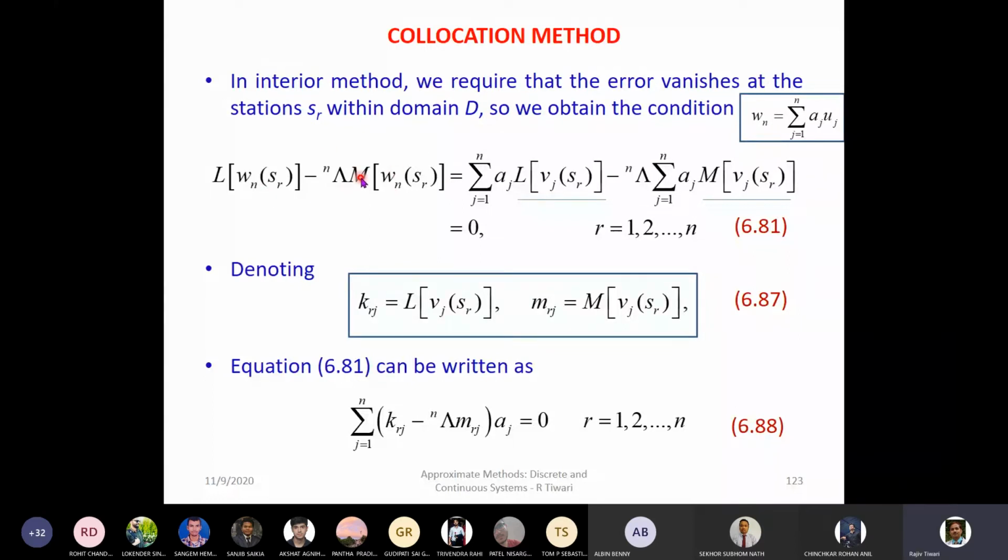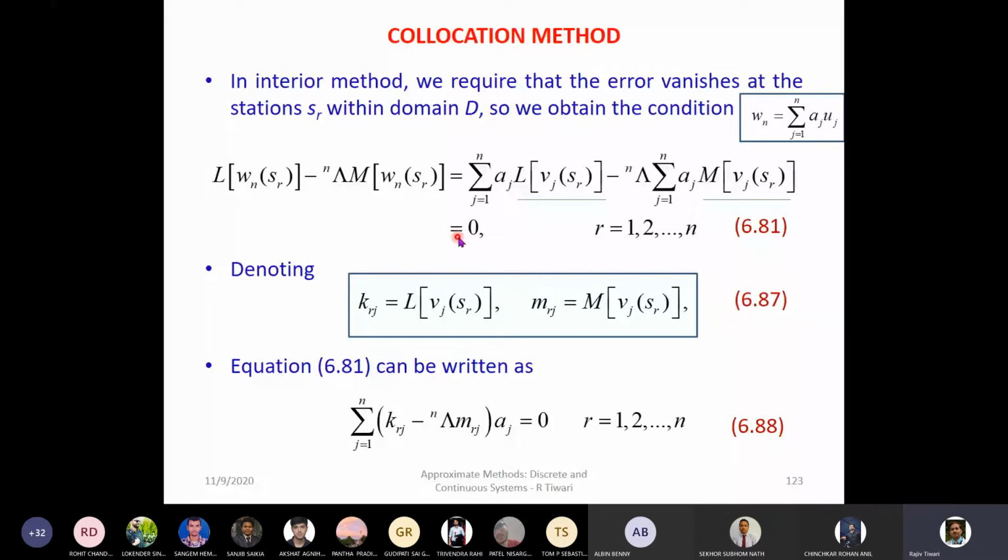Now, once we have this, we can substitute this series form here and here. And because L and M are differential operators, the summation can be interchanged. So here that has been done. The summation we are keeping outside, the L operator inside. We are keeping the summation outside here also, and we are saying this holds at those stations which we have chosen. Depending upon the number of terms, that many stations we are choosing.